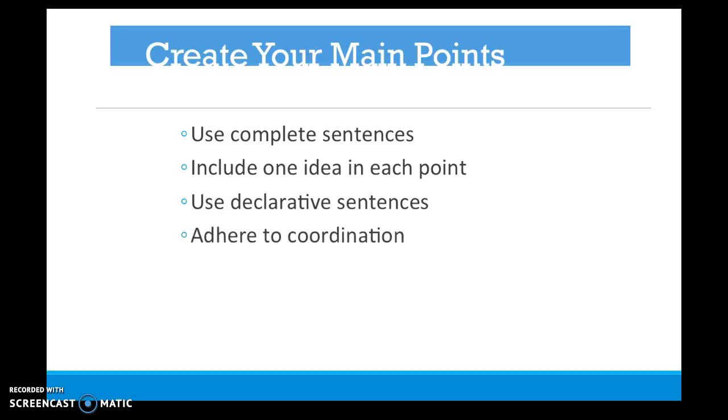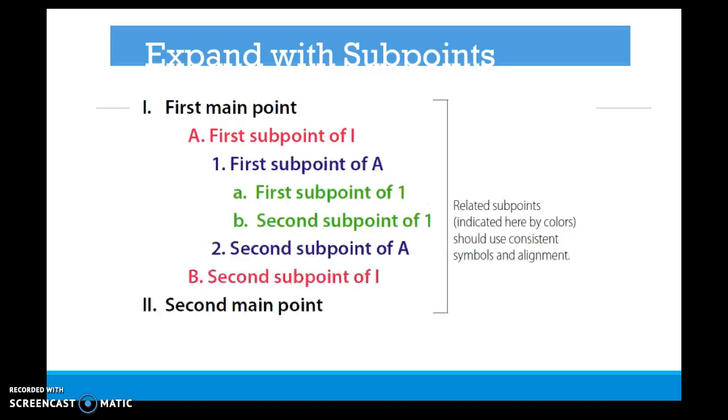Use coordination. They should relate to the specific purpose and be balanced and equal to other main points. And also, parallelism is key. Arrange your words, phrases, or sentences in a similar pattern. This will help your main points stand out. So here's just an example of subordinates elaborating on each of the main points. So this is what your outline should look like once you're putting all of your main points and subpoints together.